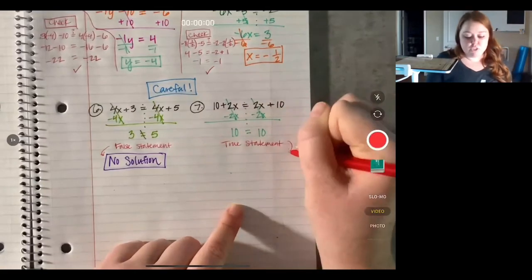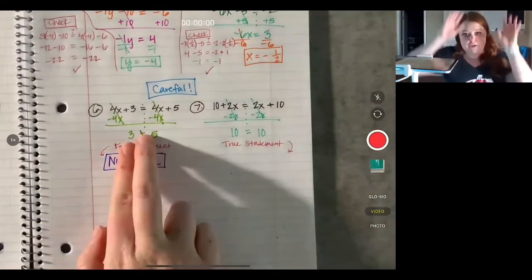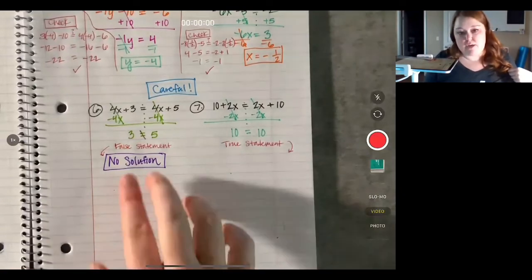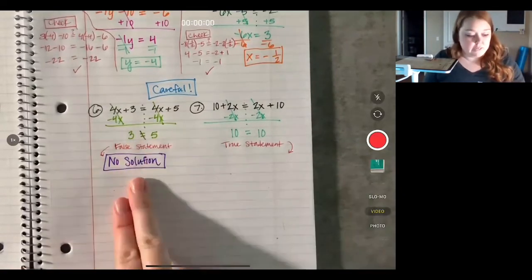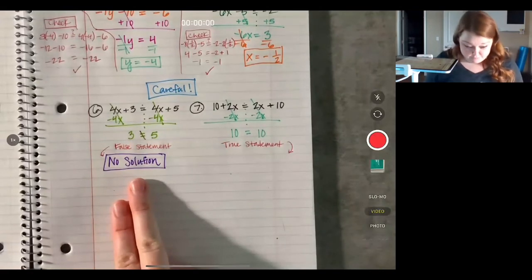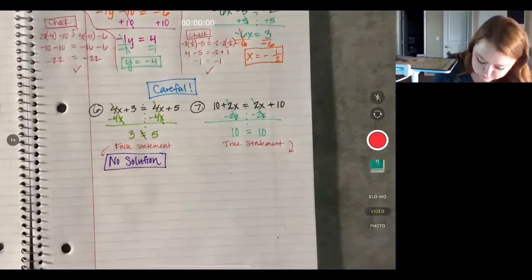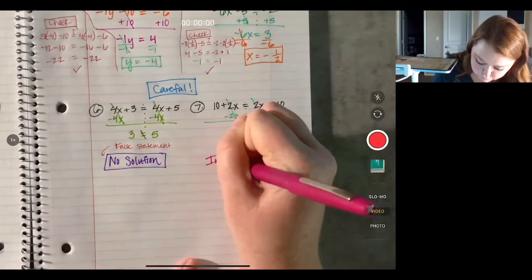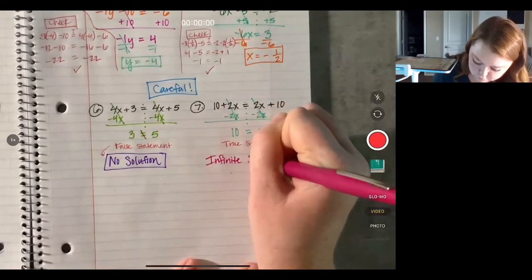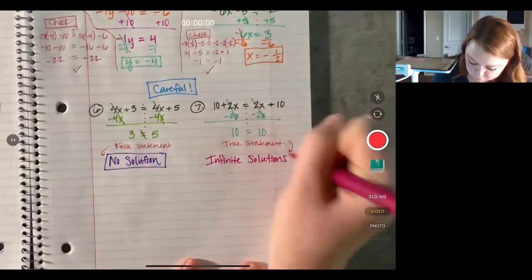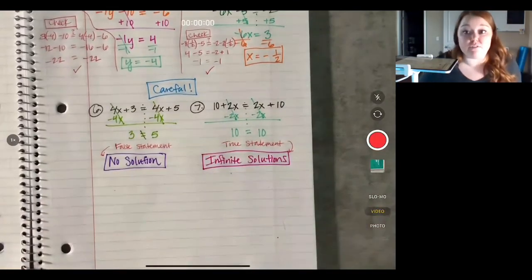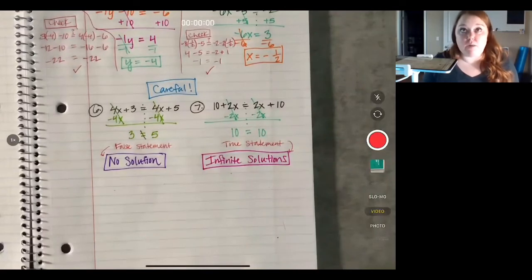Okay. So if it comes out to a false statement, if your variables cancel on both sides and you're left with a false statement, then you would write no solution. But if you're left with a true statement, you would actually write infinite solutions. Infinite means like, you know, infinity and beyond. There's no cap on how many solutions there are. Any number that you plug in for x would be a true statement.